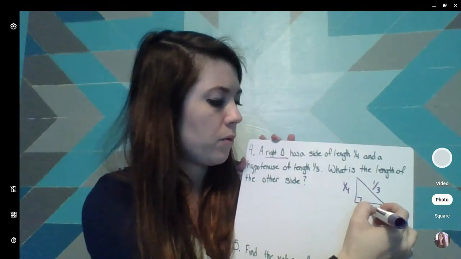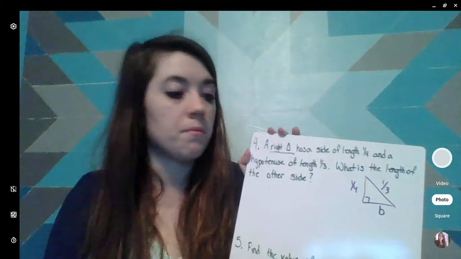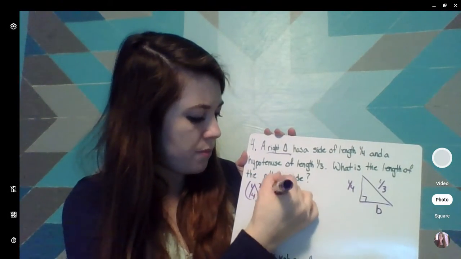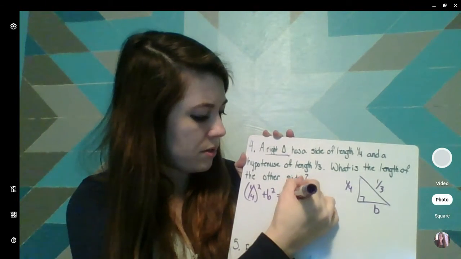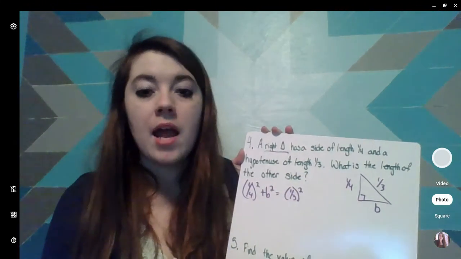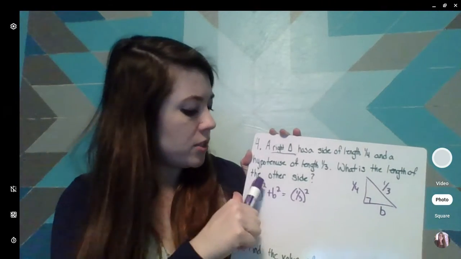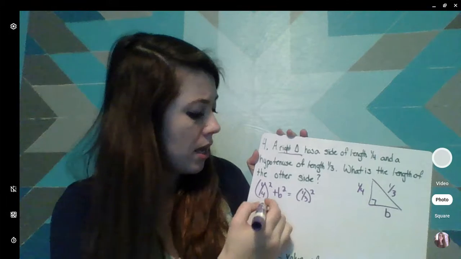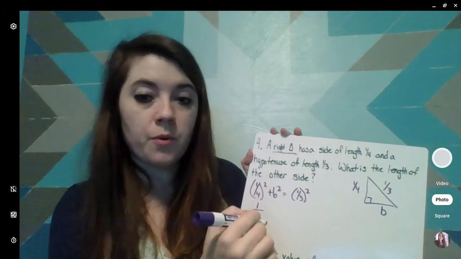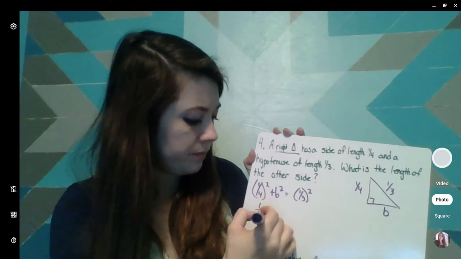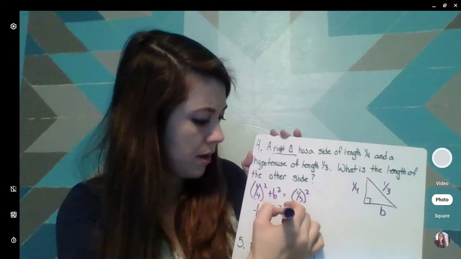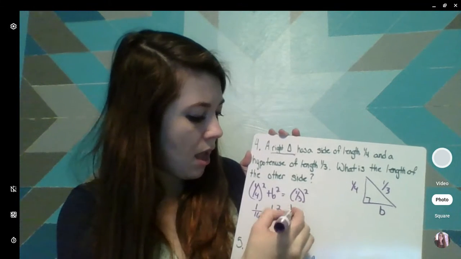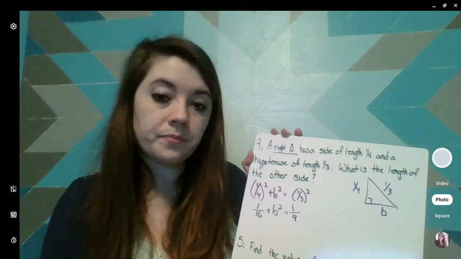So we're missing, we'll call it b in this case. We have (1/4) squared plus b squared equals (1/3) squared. Now, when you're squaring fractions, the square goes to both the top and the bottom. So 1 squared is just 1 over 4 squared, which is 16, plus b squared equals 1 squared, which is 1 once again, over 3 squared, which is 9.